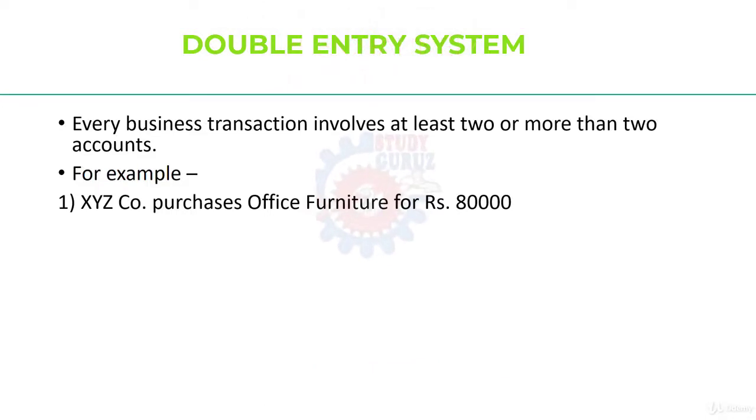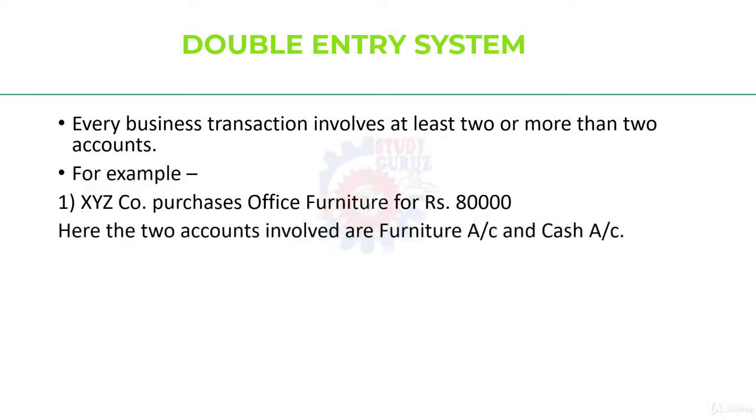If we were to identify two accounts involved in this transaction, those accounts would be furniture account and cash account. A business can give whatever name to the accounts. We may call it furniture account instead of office furniture account, or we may give any other name to the cash account. So it is up to the business to name its accounts.